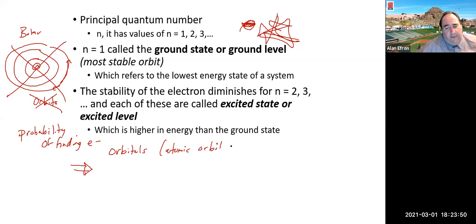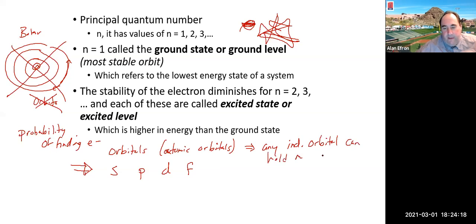Atomic orbitals are really theoretical maps in an atom where we could find electrons. There are a few different types. There's s orbitals, p orbitals, d orbitals, and f orbitals. One important aspect is that any individual orbital can hold a maximum of 2 electrons only.